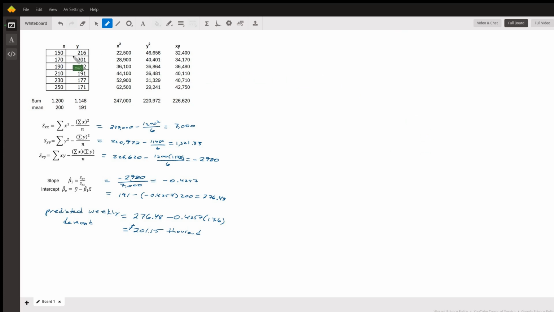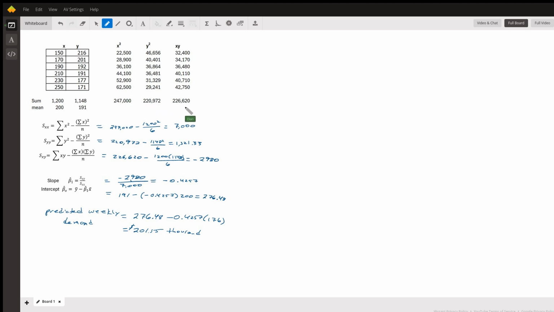So here's your X and Y, and the first thing you do is calculate these three columns: X squared, Y squared, and X times Y. Well, 22,500 is 150 squared. 46,656 is 216 squared. And 32,400 is the product of 150 times 216. And then you sum up those columns. So you do that for each one of the pairs.